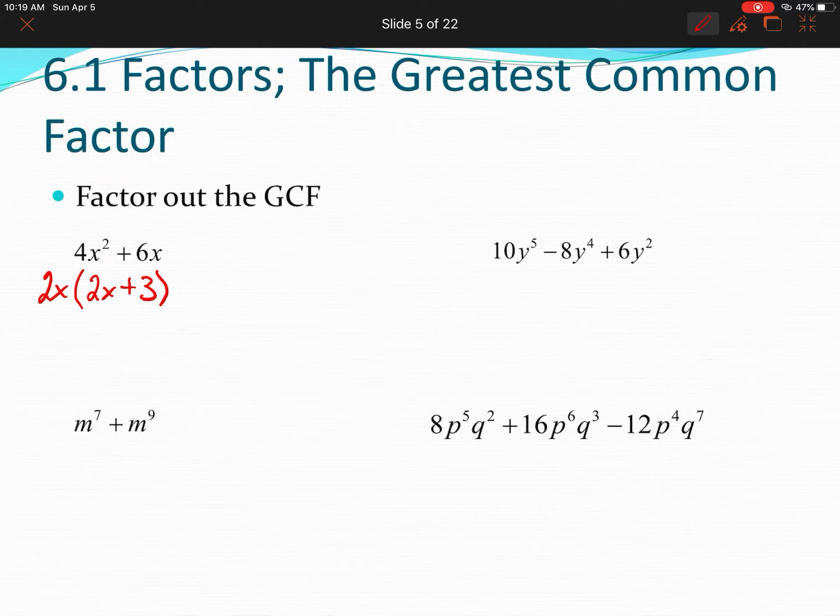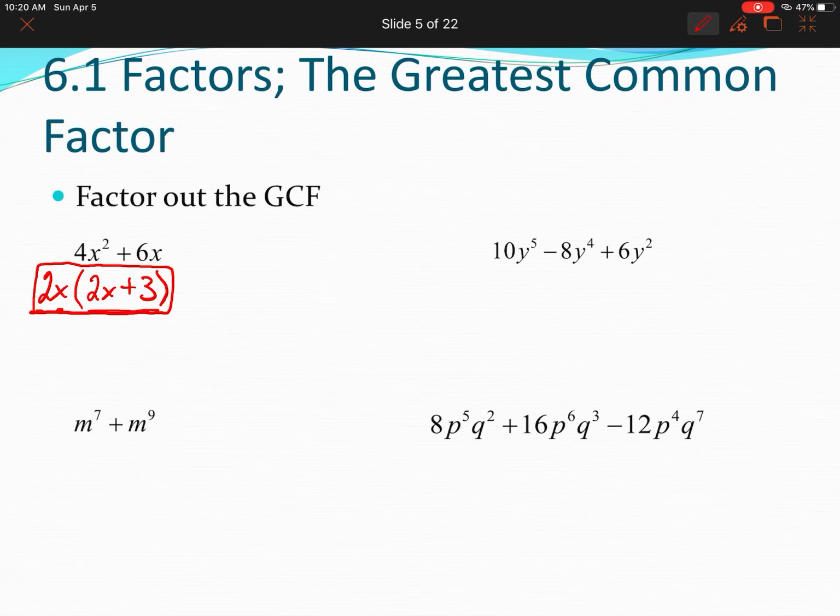That 2x plus 3 is a factor. The 2x is a factor. Remember, factors are a collection of things being multiplied together. So 2 is a factor, x is a factor because it's 2 times x, and then 2x plus 3 is a factor because it's 2x plus 3 times the 2x. So there are 3 factors in this binomial once it's been broken down. And that is how we're going to find the greatest common factor.